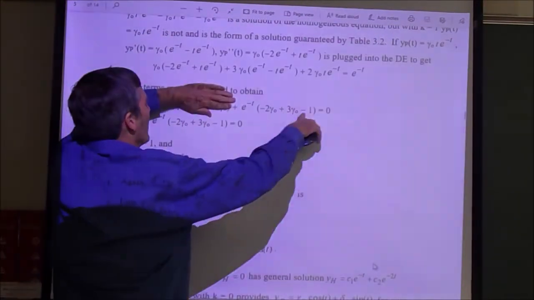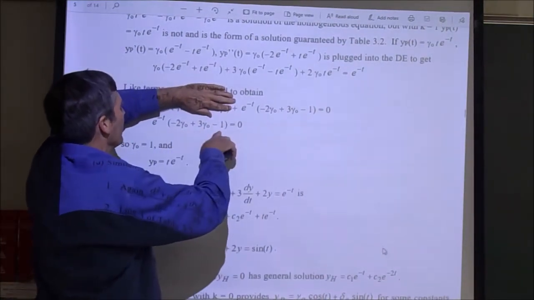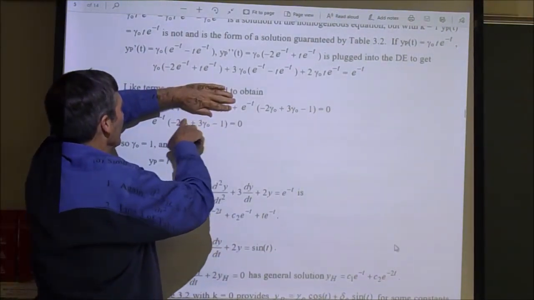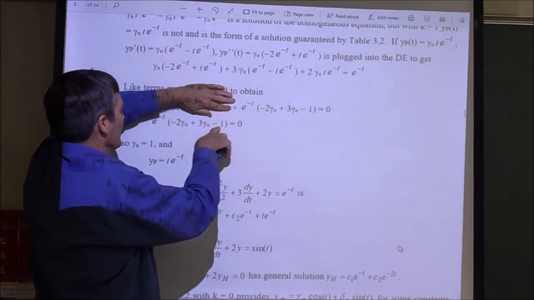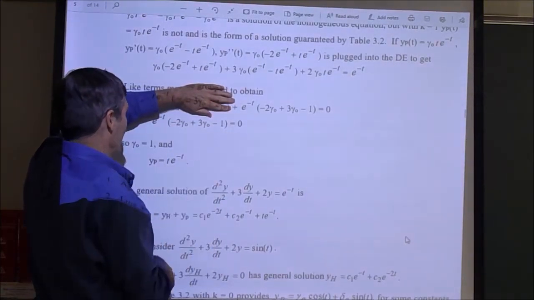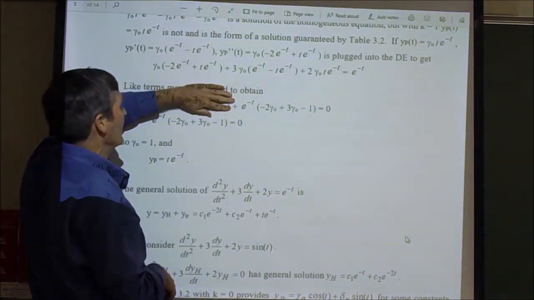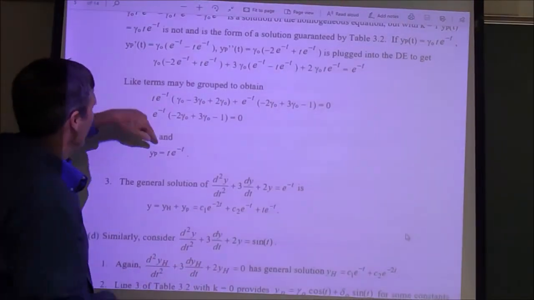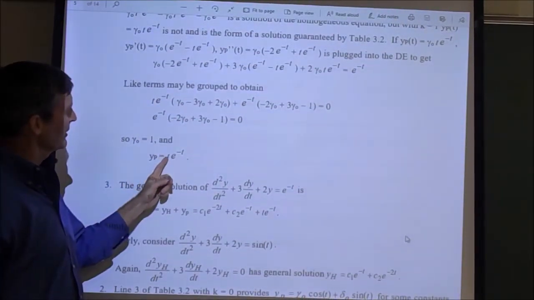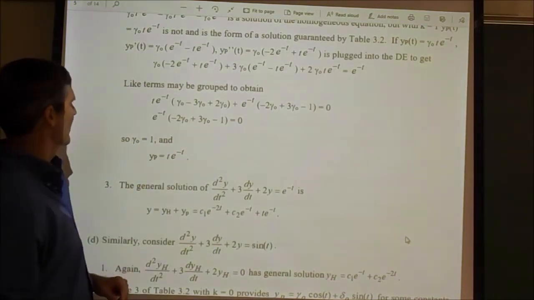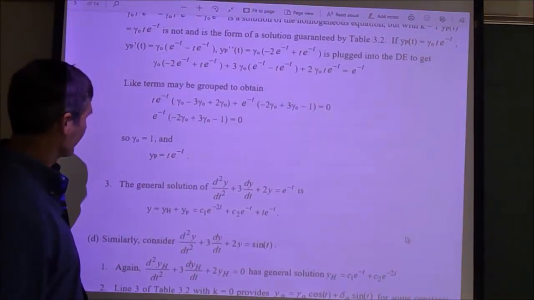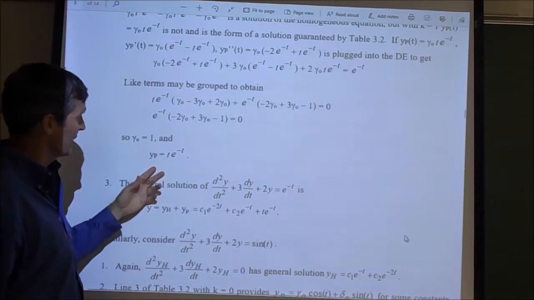So we're only left with one equation for the one unknown gamma 0. And this says, let's see, 1 gamma 0 minus 1 equals 0. Evidently, gamma 0 equals 1. So you put gamma 0 equals 1 into yp equals gamma 0 t e to the minus t, and you get 1 e to the minus t is a particular solution found by the method of undetermined coefficients.